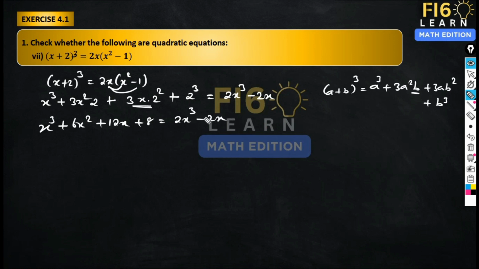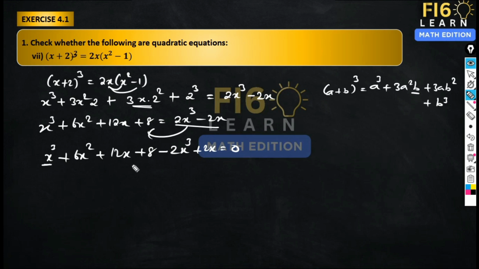Now you can take these two terms to this side, so you will get x cube plus 6x square plus 12x plus 8 minus 2x cube. So this will become minus 2x cube, and this will become plus 2x is equal to 0. Now you can add the like terms together.